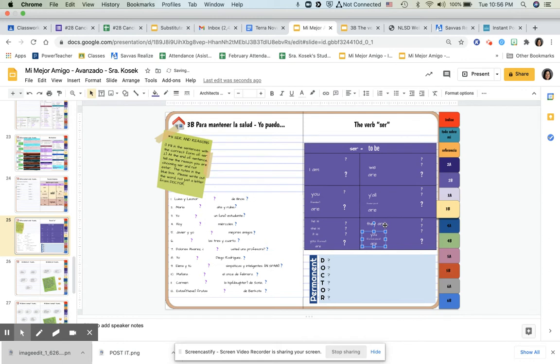Again, that should be review. That should not be brand new, boys and girls. Okay? So now we're going to go ahead and fill in the Spanish subject pronouns. I've given you 2 question marks. The top one is the subjects. The bottom white one is going to be the conjugation.